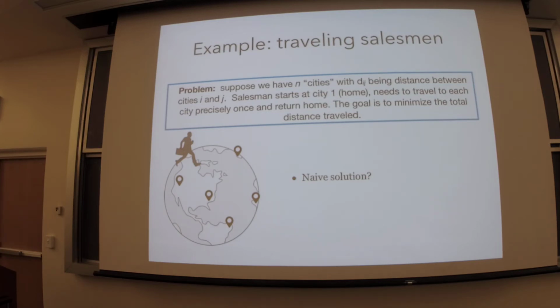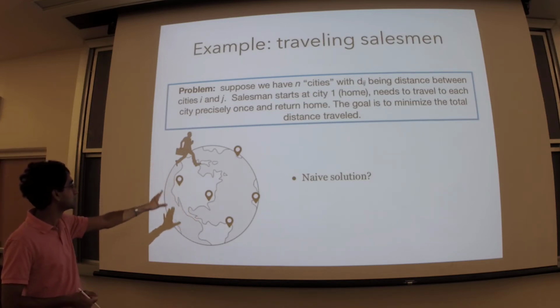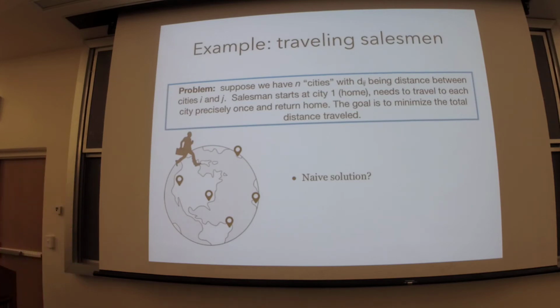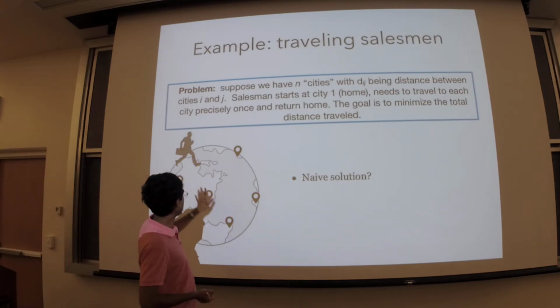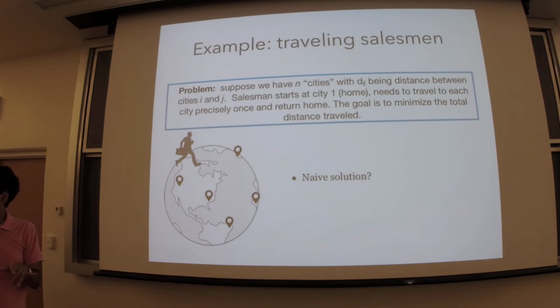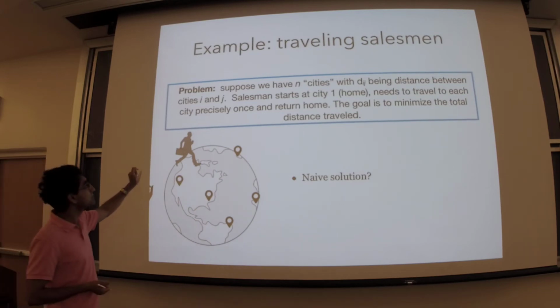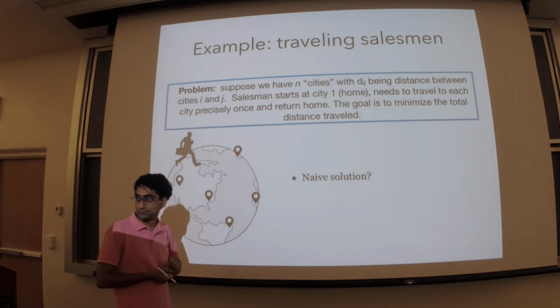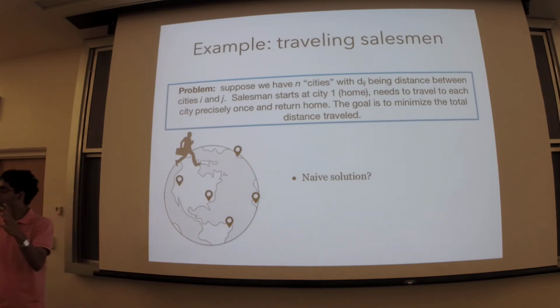Okay, so the problem is the following. Back in the day, people used to go from city to city or place to place trying to sell goods, right? So that's the context for this problem. Suppose you have n cities, let's label them just 1 through n. And the distance between city i and city j is given by d_ij. So you're given this matrix of distances between pairwise cities.